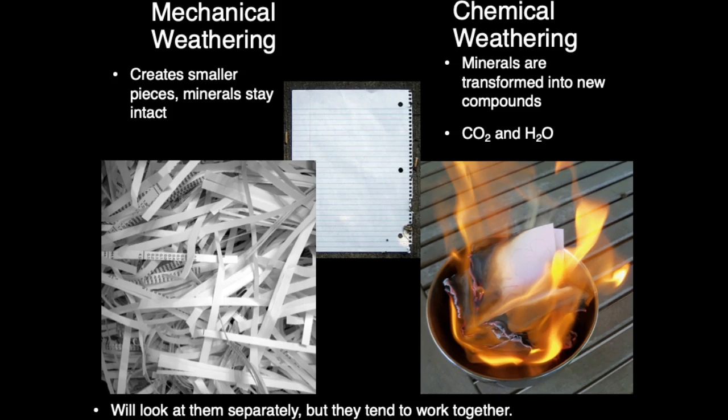On the picture on the right, the paper is getting burned. So the elements and compounds that make up that piece of paper are being transformed to create just CO2 and water, basically. So they're going to escape as gases. So overall, there is a transformation of the chemical composition of the paper itself.